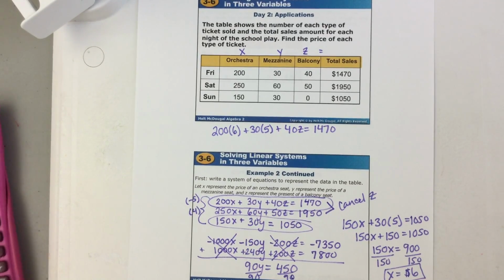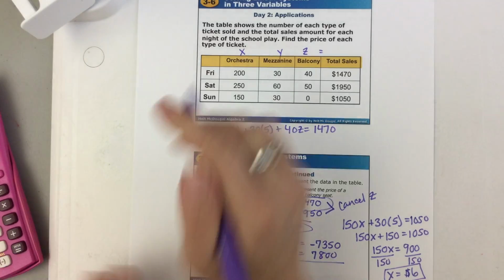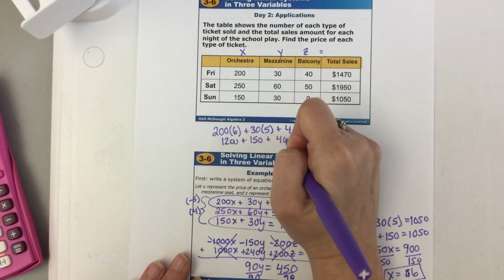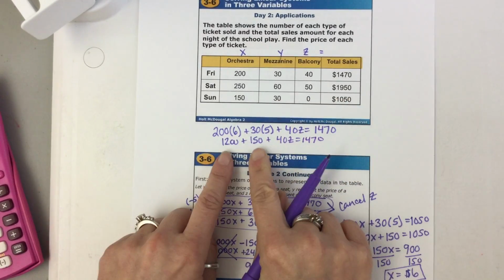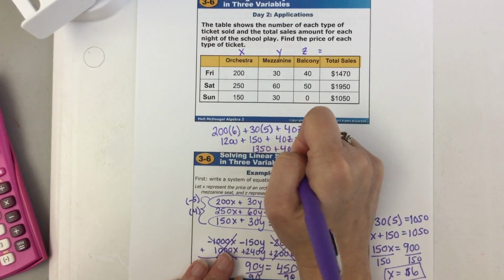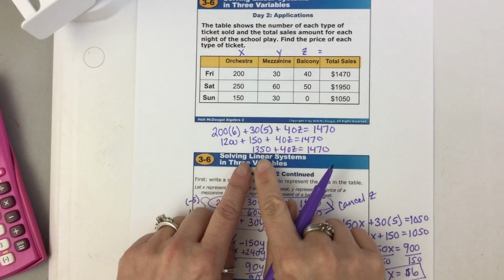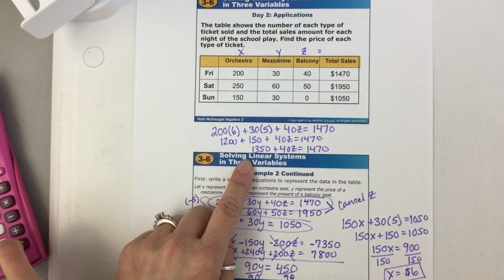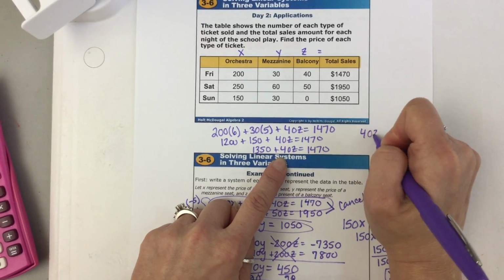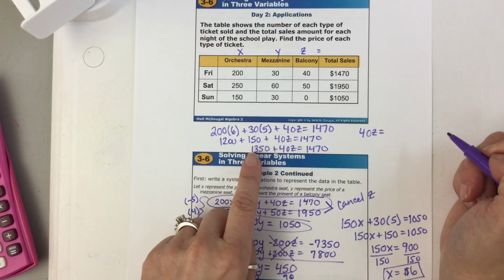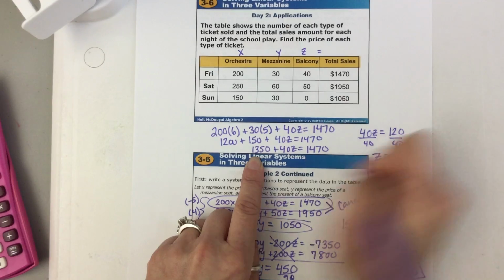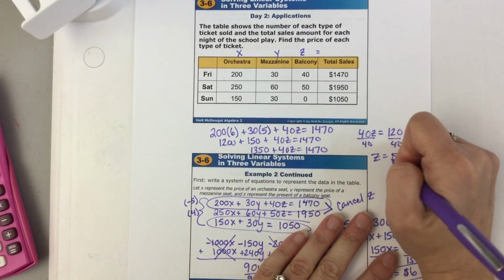Now I just need to go ahead and solve for z. 200 times 6 is 1200. 30 times 5 is 150. Plus 40z equals 1470. If I add 1200 and 150, I get 1350. So 1350 plus 40z equals 1470. If I minus 1350 over, 1470 minus 1350 is 120. So I would have 40z on this side. Divide both sides by 40. 120 divided by 40 is 3.